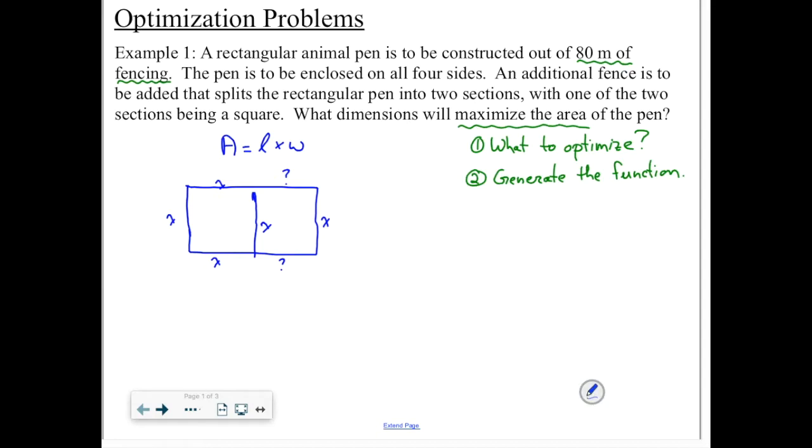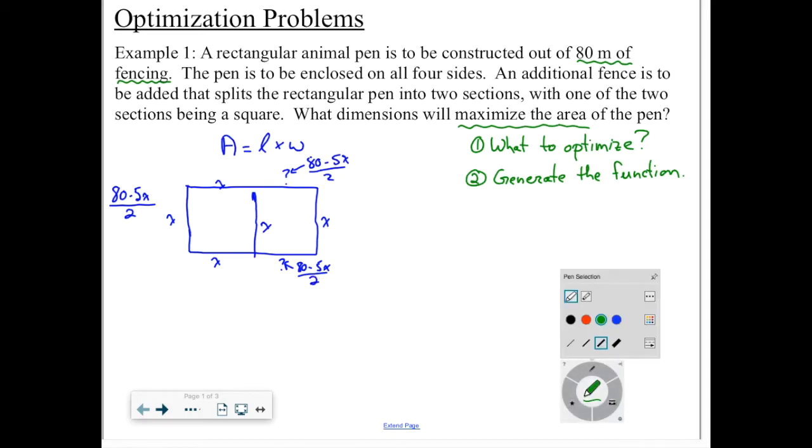So if I take my 80 meters of fencing and subtract off the 5 x's that I have so far, that's how much fence I have left over for the 2 sections I'm missing. Since those 2 sections have to be the same, they must each be just this divided by 2. So now I have an expression to represent these missing sections. This is (80 minus 5x) over 2, and of course this one down here is also (80 minus 5x) over 2. Now the area of this thing is the length times the width.